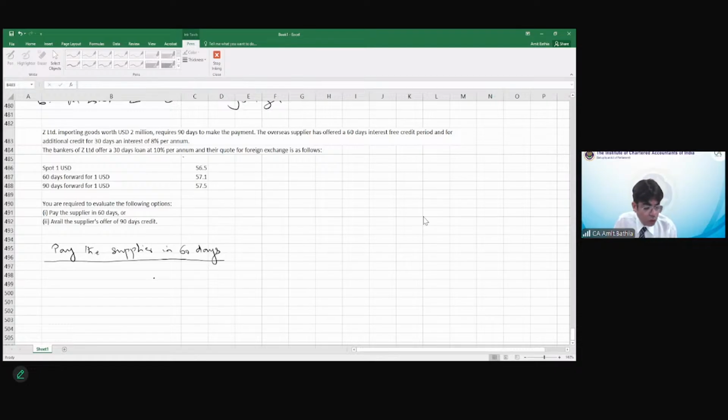So if I have to pay it, then what is the forward rate applicable for me? Yes, forward rate applicable after 60 days will be 57.10. Am I right? How much is the payment due? Payment due is $2 million. So that means outflow in rupees will be how much? 2 million into 57.10. So that will come to 114.2 million. Am I right? This will be in rupees.